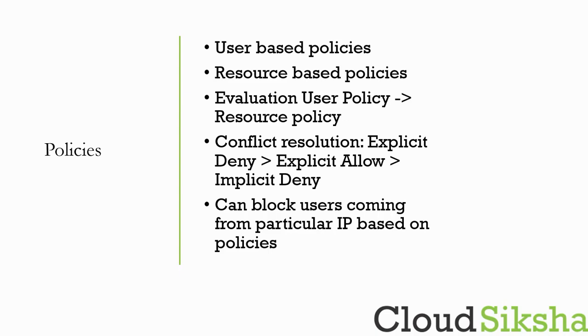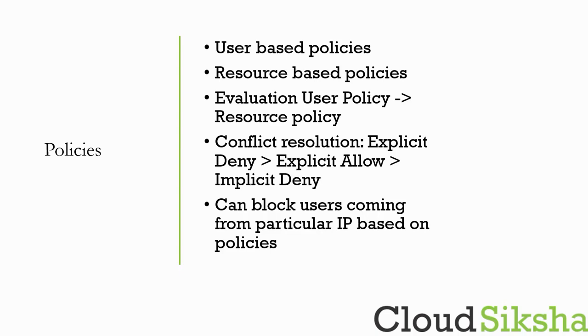Now, how does the evaluation happen? The evaluation happens this way. First, the user policy is checked, and if the user has permission to perform an action on a particular resource, then the resource policy is checked. If the resource also allows the user to perform the action, then the user can perform the action. That's how it goes. First, the user policy is evaluated, and then the resource policy is evaluated.